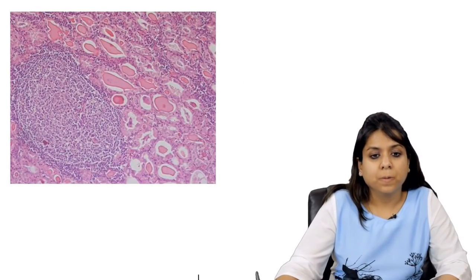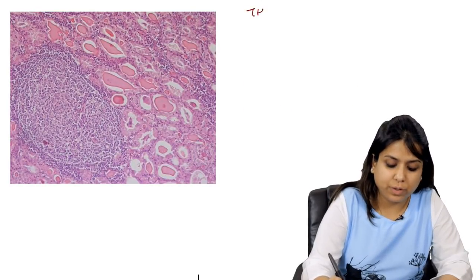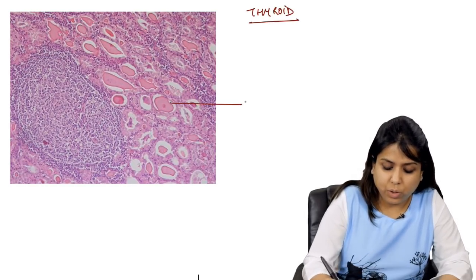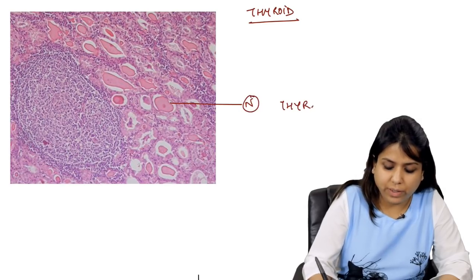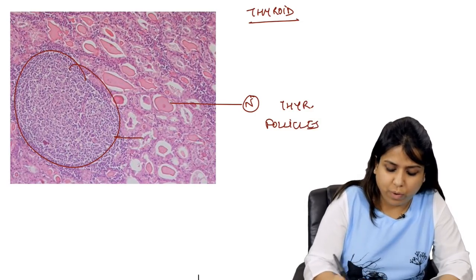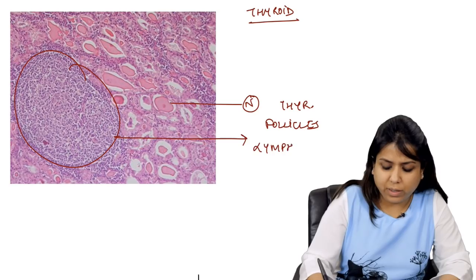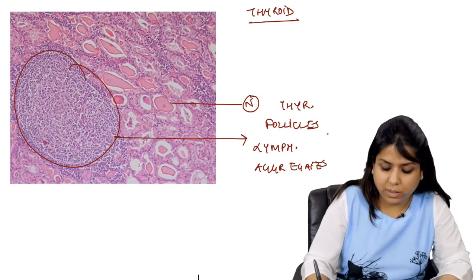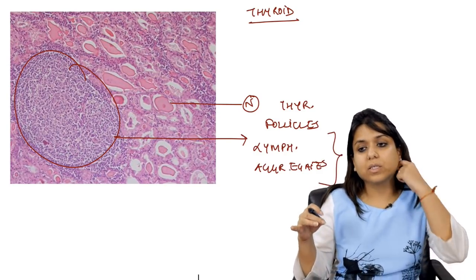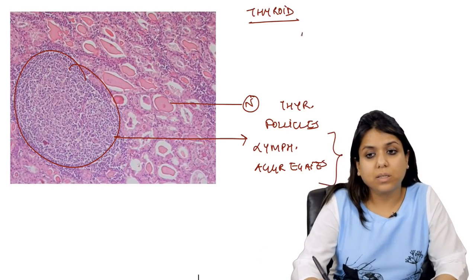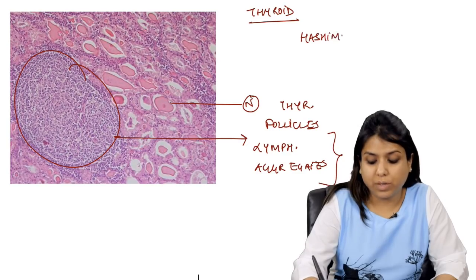This image, students, is basically from the thyroid. This is a thyroid mass. You can see normal thyroid follicles filled with colloid. Everybody can appreciate. Around these follicles, you can see these lymphoid aggregates. These lymphoid aggregates should not be present in a thyroid mass. So, when there are lymphoid aggregates or lymphoid stroma, it is basically Hashimoto's thyroiditis.